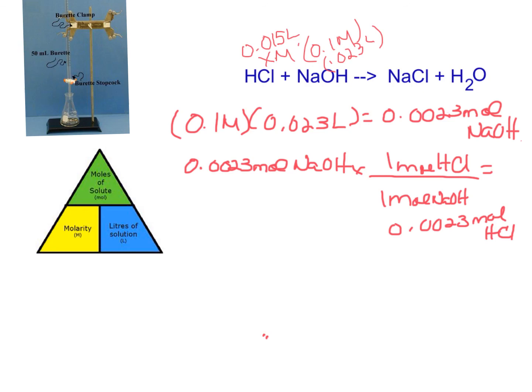So now I know the number of moles of hydrochloric acid, or HCl, and I also know the volume of the acid, and so if we divide the moles by the volume, we get the molarity of the acid.